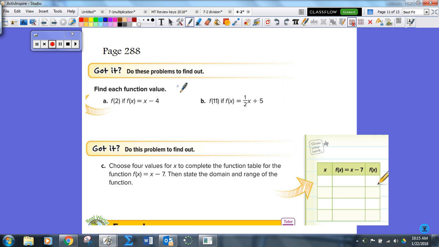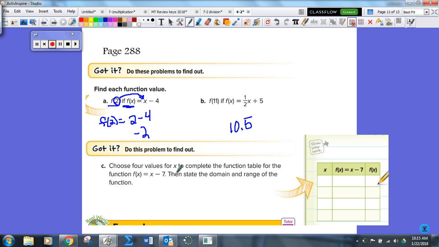Page 288. This is review. When it tells me to find f of 2, remember I put 2 in for x. So it becomes 2 minus 4, which is negative 2. I leave the f of x alone. If I want, I can write it as f of 2, but I don't do anything with that. So you now do B and B. Your answer should be 10.5. I'll check your work tomorrow.